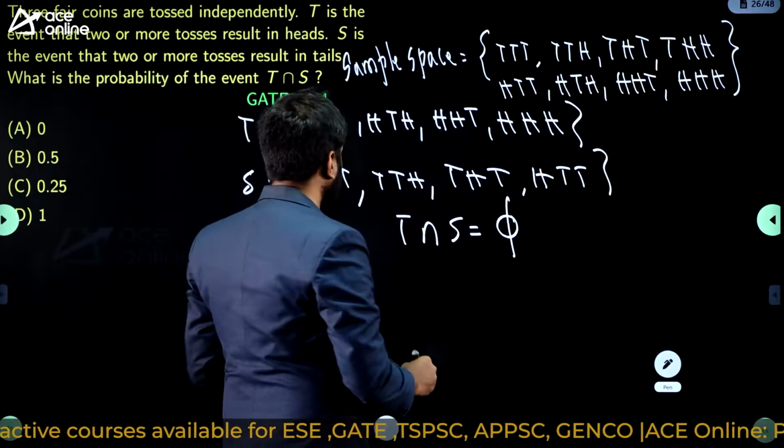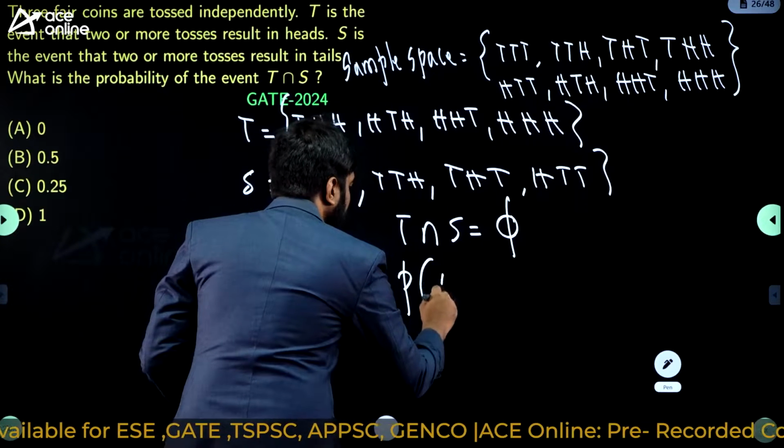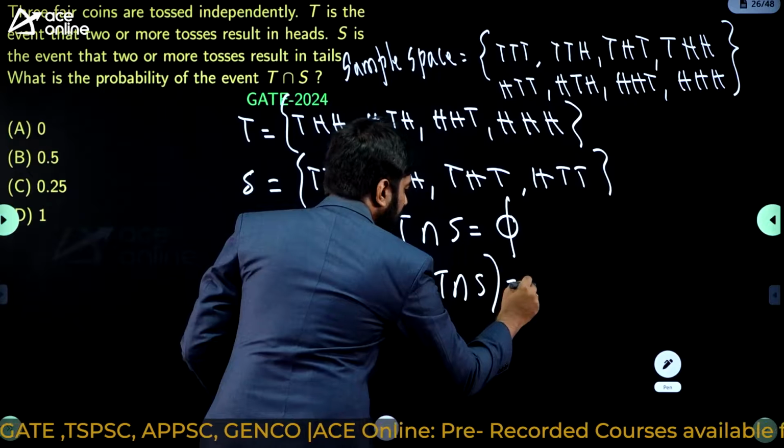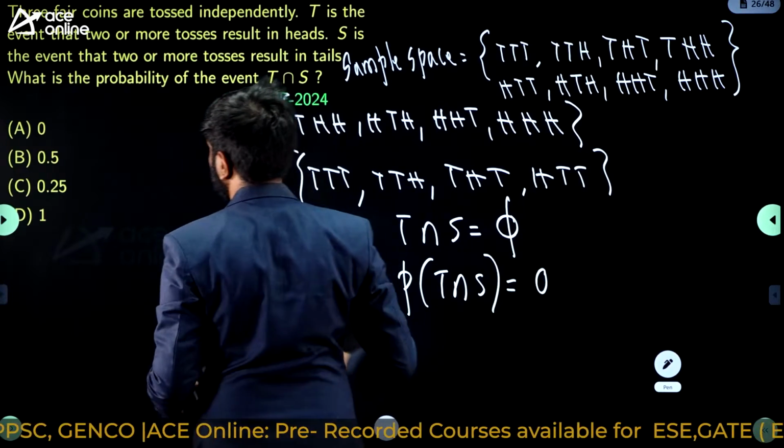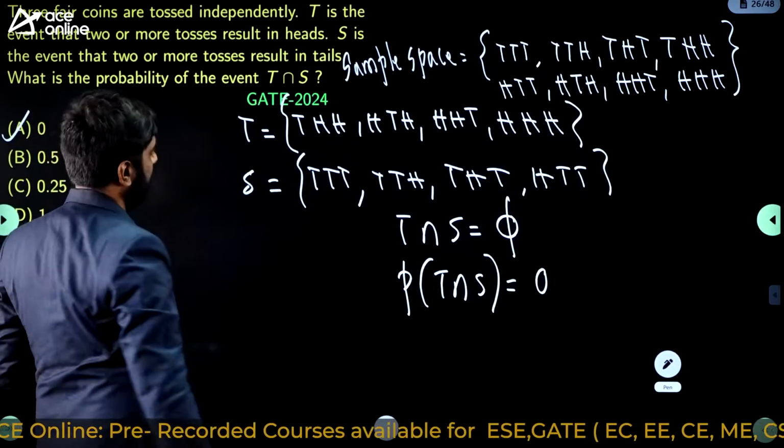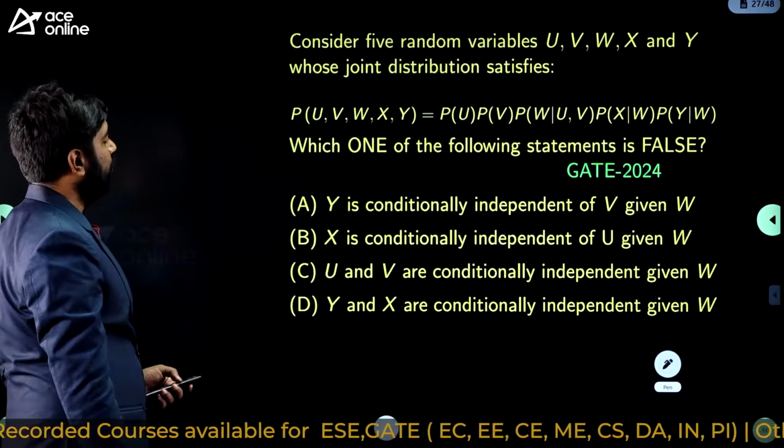Now if this is an empty set, obviously what's the probability of that empty set? The probability of that empty set is obviously 0. Such a simple problem was asked in our exam. So let's go to the next problem.